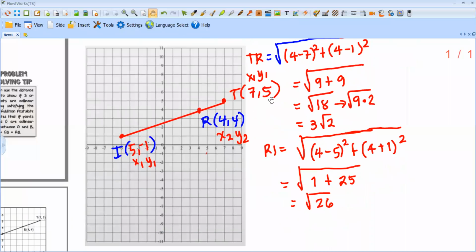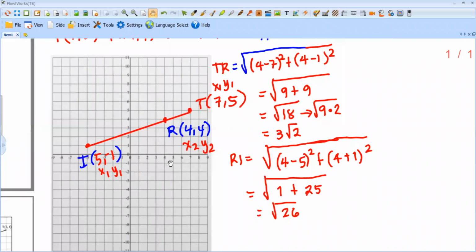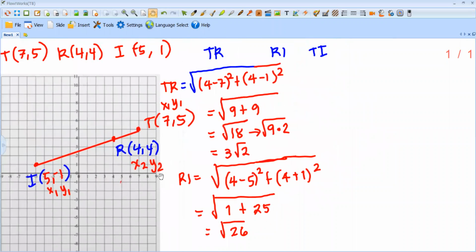Let's go back to RI. 4 minus 5 and 4 minus minus 1. 4 minus minus 1 is 5. So 5 squared is 25, right? Okay, let's go now to TI. We are getting RI, right? Now let's go to TI.